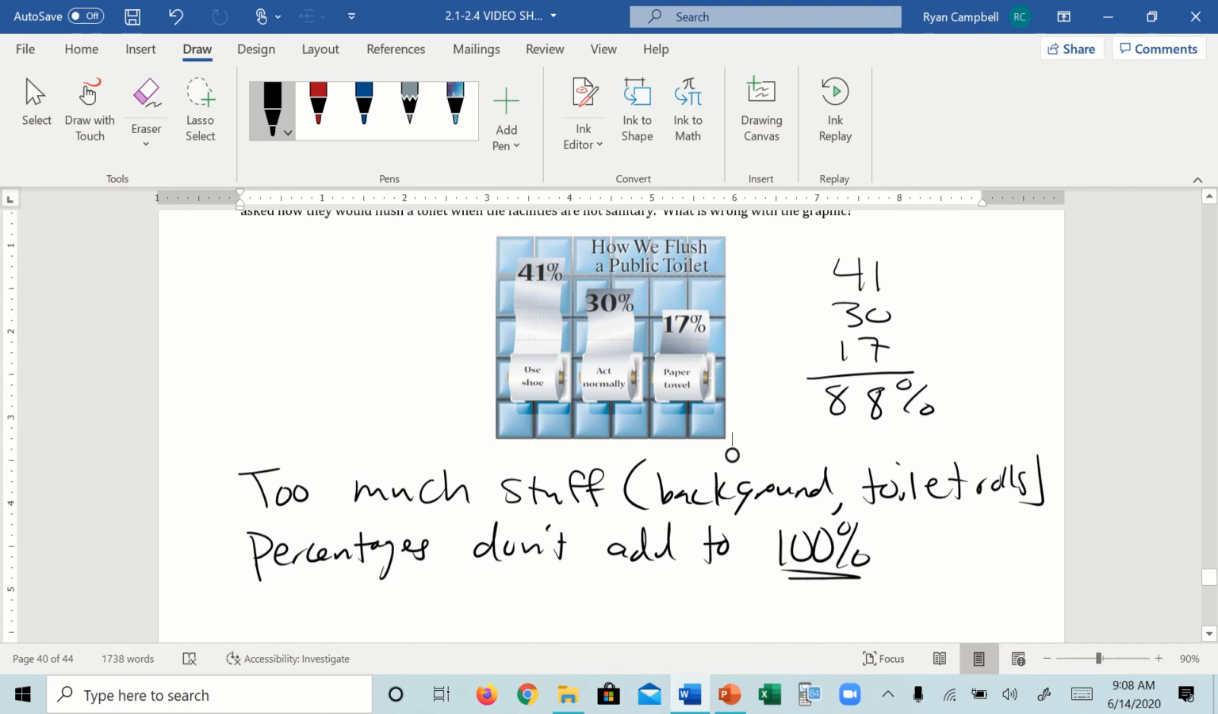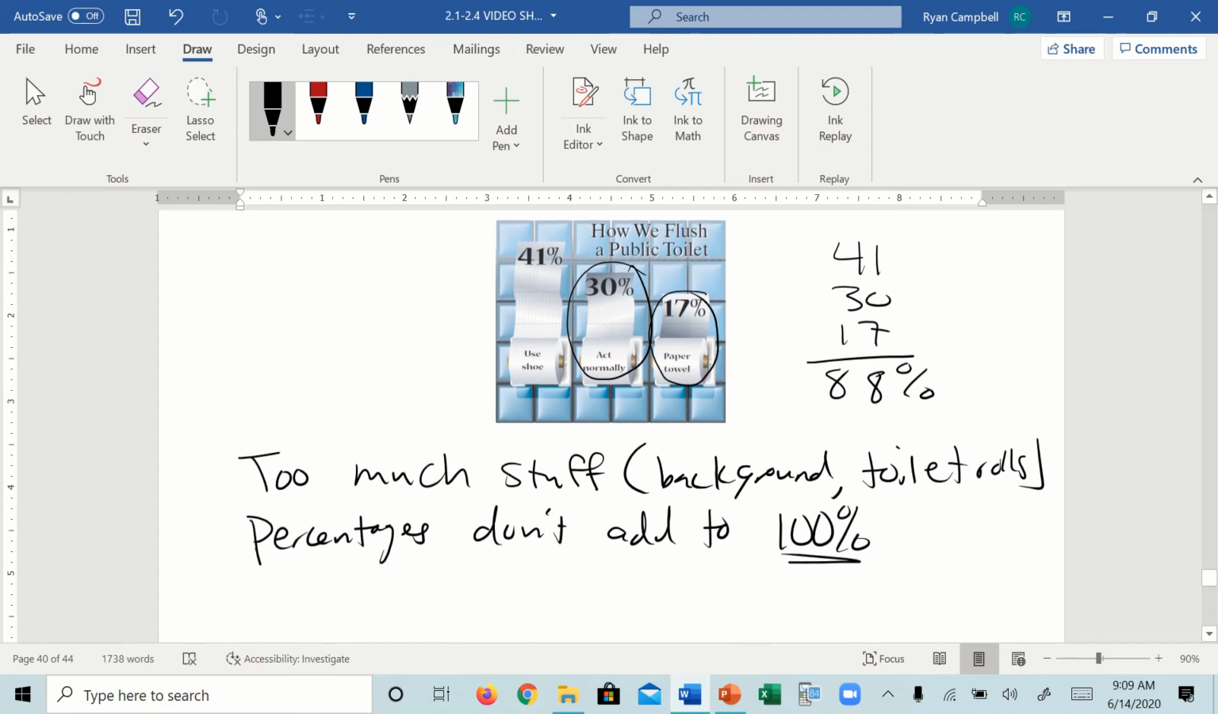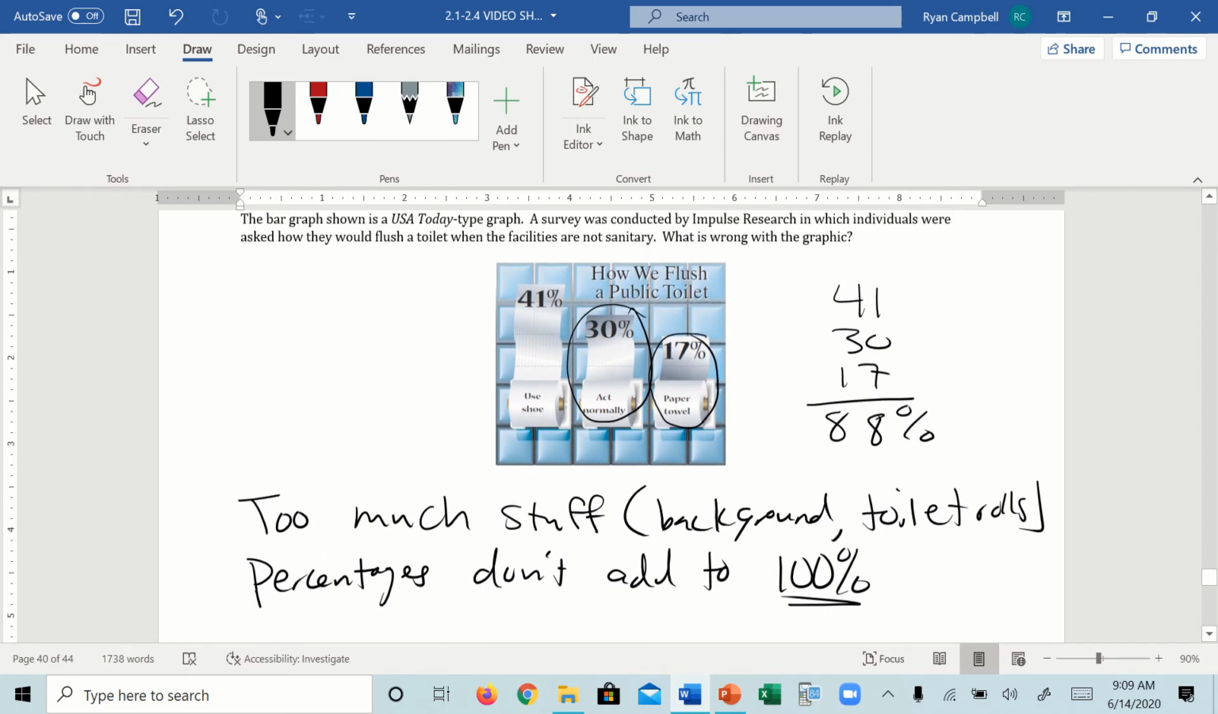Good. Also, if you notice, the toilet paper themselves kind of isn't super representative, right? 17, that's just over half of 30. But when you look at this, right, this doesn't look nearly as half of 30. So the bars also don't really make any sense. Yeah, lots of things wrong with this one.